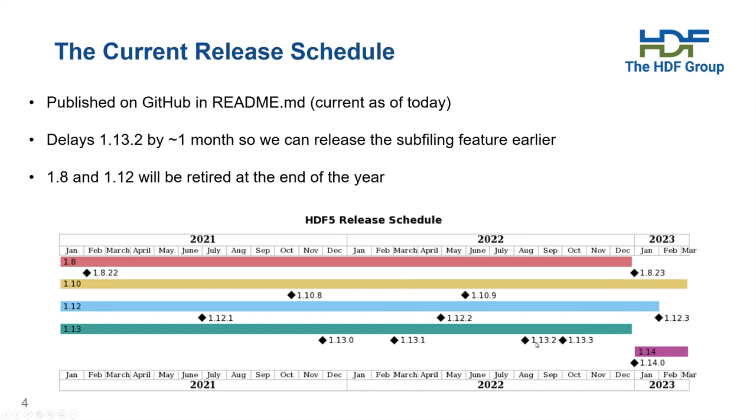We have two more releases of 1.13. We have 1.13.2 and 1.13.3. 1.13.2, I delayed a month so we could get subfiling out a little bit early. It's important for the Exascale Computing Project, so we wanted to get that out a little earlier rather than later. And then we'll have another feature that comes out later in 1.13.3.